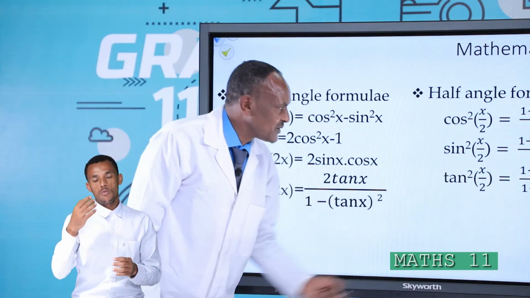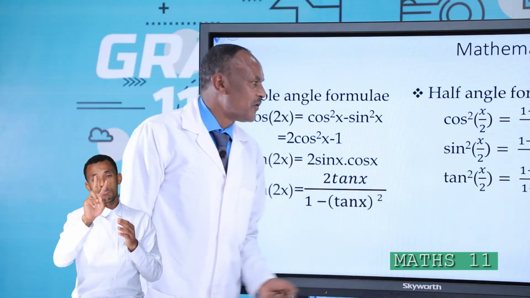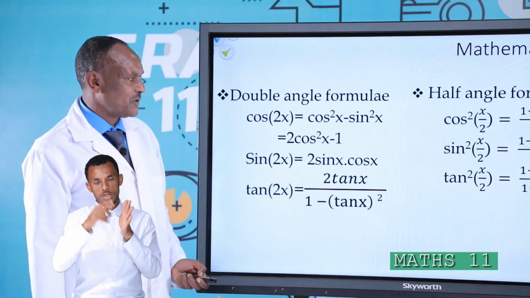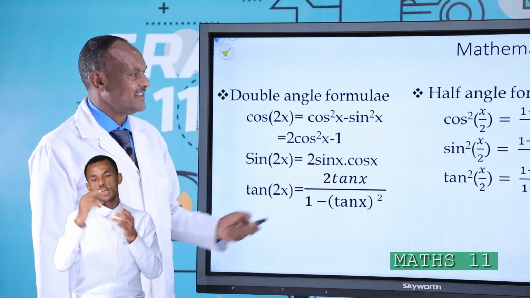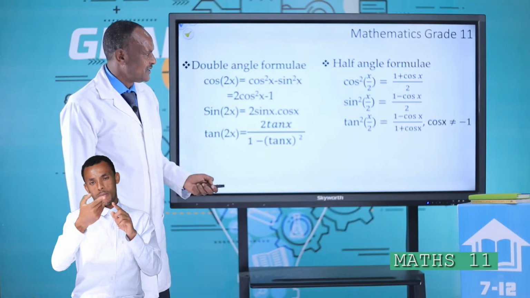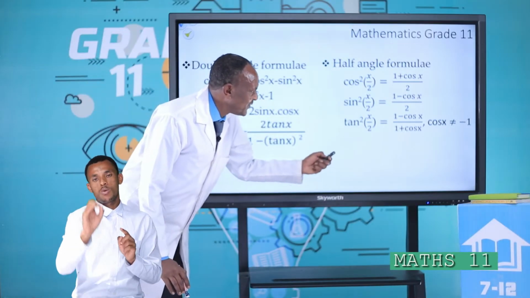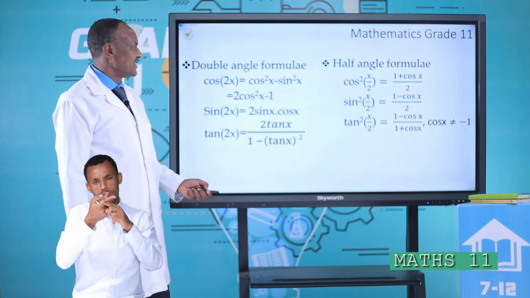For tan square of x over 2 also, we can derive (1 minus cos x) over (1 plus cos x). But since it is a fraction, the denominator must be different from 0. You have cosine of x should be different from negative 1.